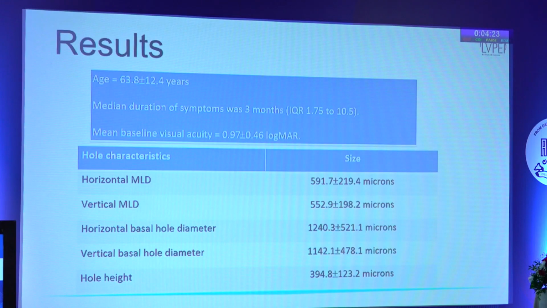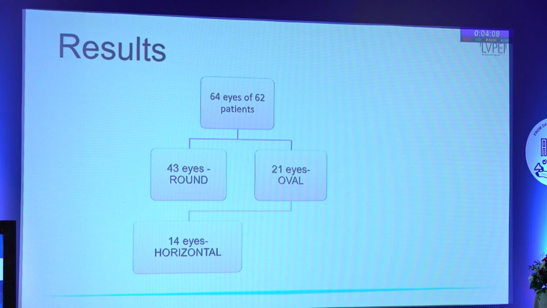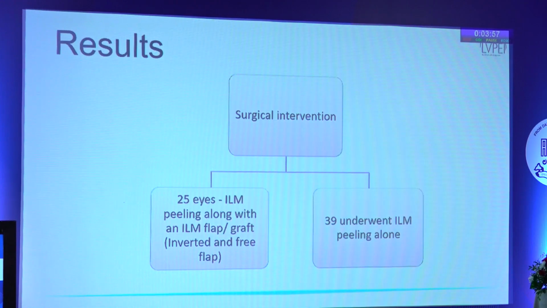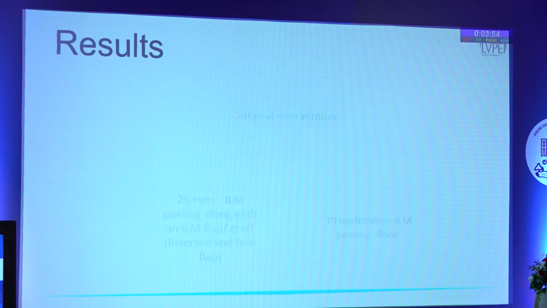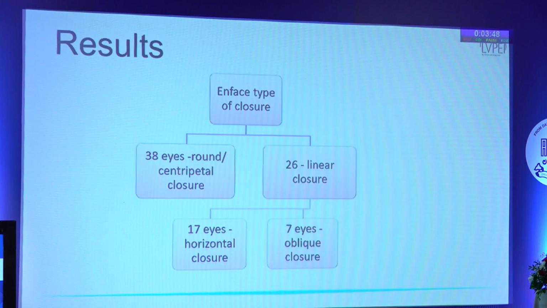So when we analyzed the results, these are the baseline parameters. The mean age was around 63 years with visual acuity of around 1 logMAR. There were a total of 64 eyes, of which 43 were round and 21 were oval; 14 were horizontal, 4 were oblique, and 3 eyes were vertical. For surgical intervention, 25 eyes underwent ILM peeling with an ILM flap or a graft, and 39 eyes underwent ILM peeling alone. Based on the en face type of closure, 38 had an indistinct centripetal or round closure, and 26 had a linear closure. 17 were horizontal, 7 were oblique, and 2 were vertical.